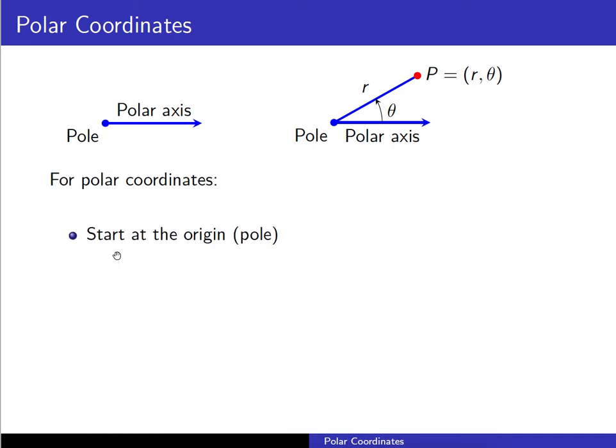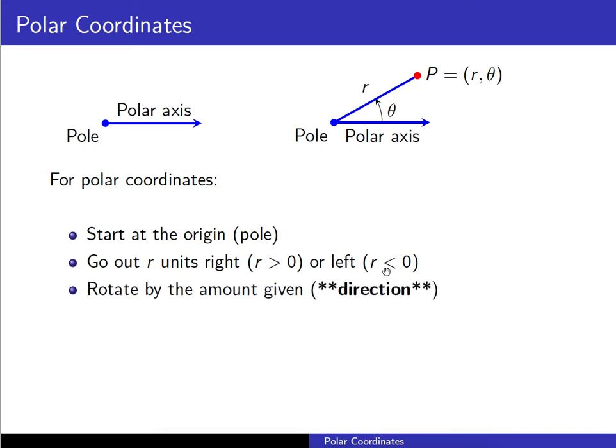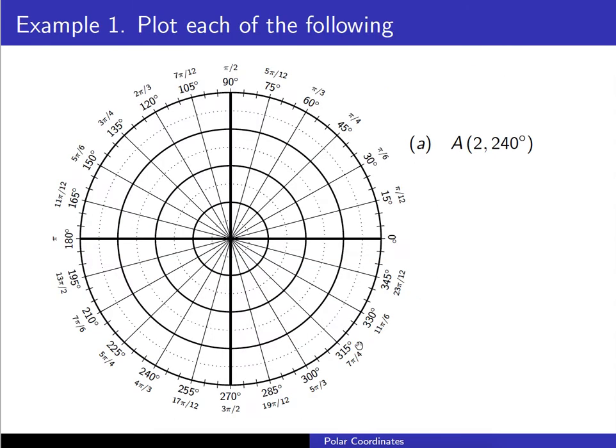So again, for polar coordinates, we start at the origin, known as the pole, and then go out r units to the right if r is positive, or r units to the left if r is negative. And then we rotate by the amount given. Keep in mind the direction of rotation based on whether the angle is positive or negative. The polar coordinates of a point are represented by r and theta instead of x and y. In a later video, we'll take a look at converting between rectangular and polar, but for right now, we're just going to plot.